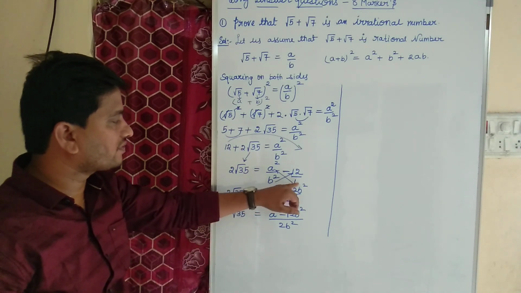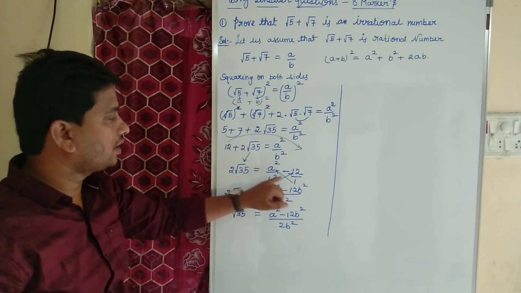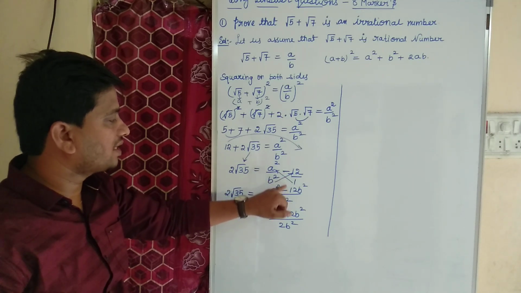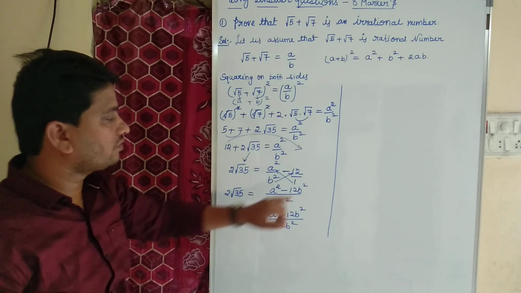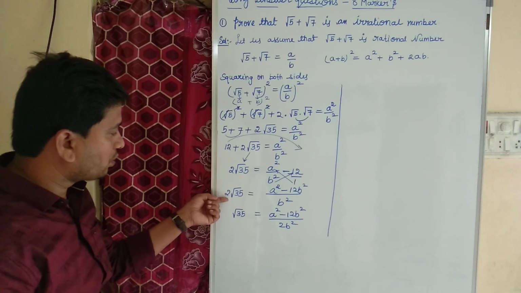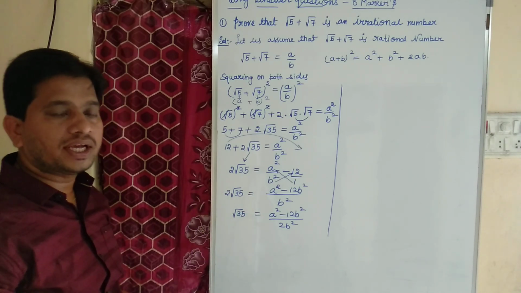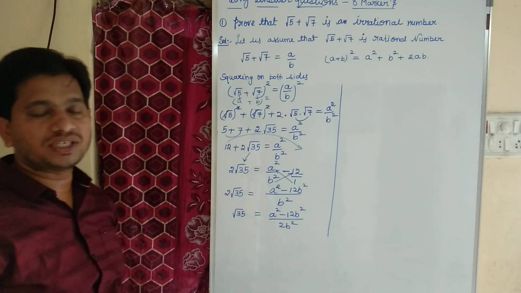Now the LCM of b square and 1 is b square. 1 into a square minus as it is, 12 into b square, 12b square. Now here 2 is multiplying, so transpose: a square minus 12b square by 2b square.